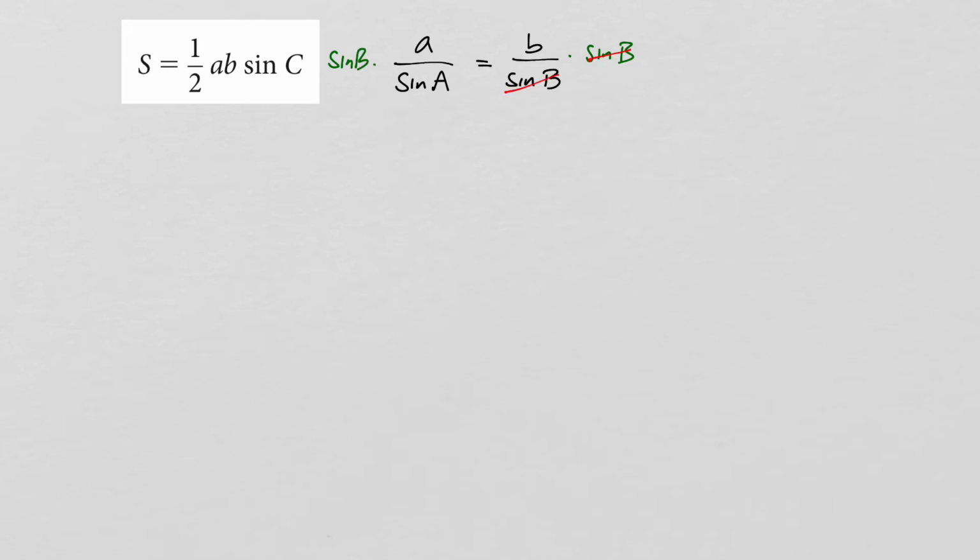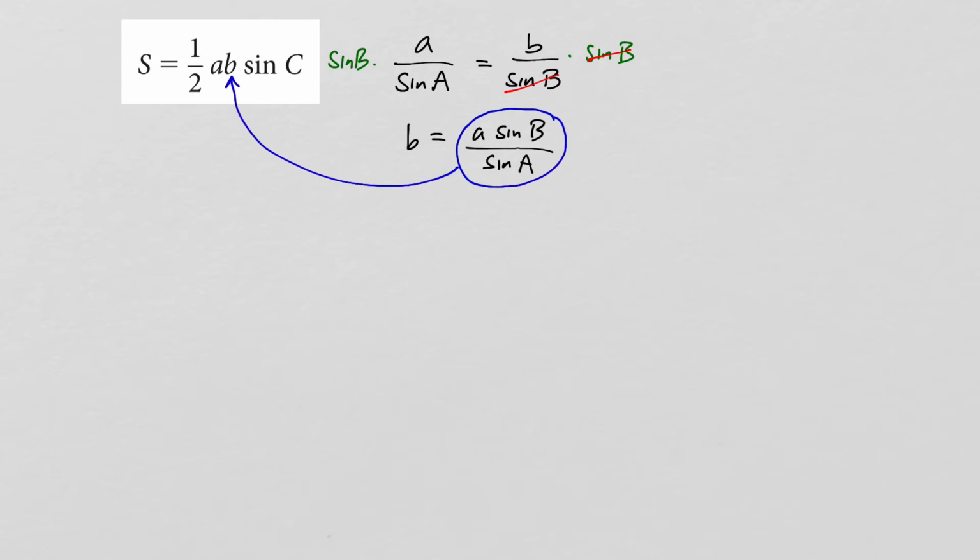notice that these will cancel out and we can solve for B, and B will be A times the sine of B divided by the sine of A. And what I can do is I can take this expression and I can replace side B in the formula here. And if I do that, this formula becomes S equals 1/2 times A times B, which is A sine of angle B divided by sine of angle A, multiplied by sine of C.